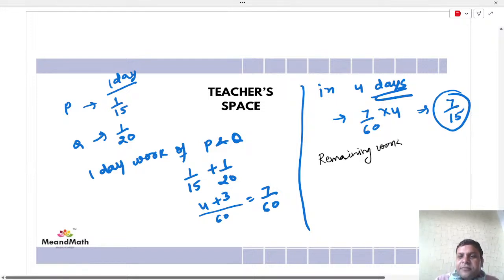Remaining work is 1 minus 7 upon 15, that is 8 upon 15. So the answer is 8 upon 15.